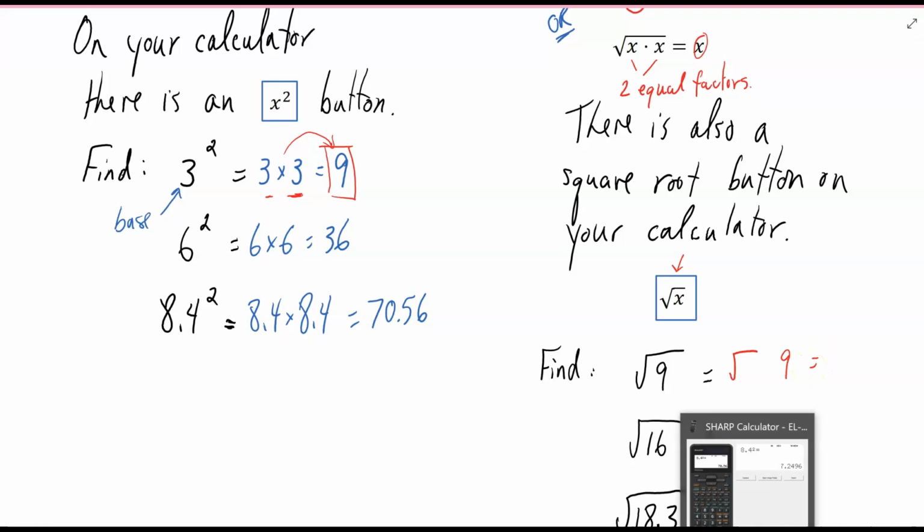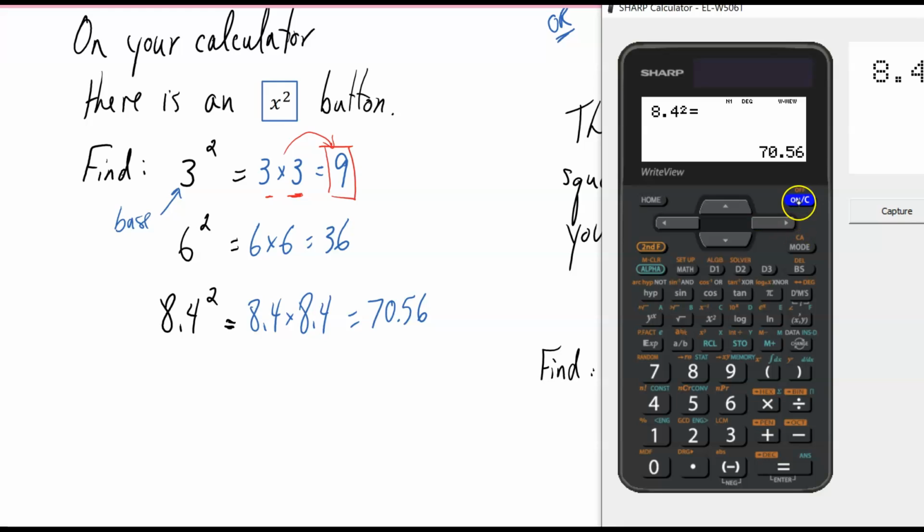Let's see on this calculator that I have. I have the square root button right here. And this calculator is a right view, so it shows you that. And I'm going to put a 9 underneath there. I'm looking for what is multiplied by itself to equal 9. The answer is 3.